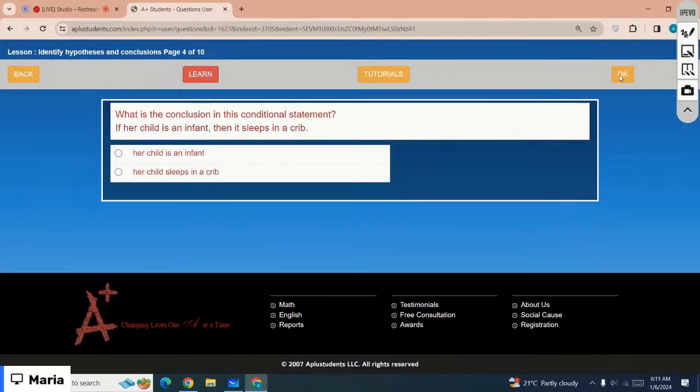What is the conclusion in the given statement? If her child is an infant, then it sleeps in a crib. So which is the correct option? You have to see the conclusion. The conclusion is the one that is after then. So her child sleeps in a crib is the conclusion. The correct option is her child sleeps in a crib.